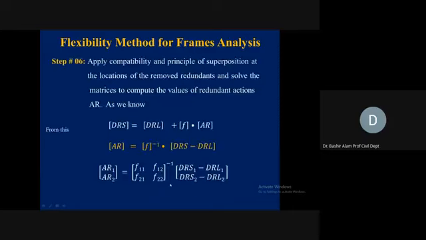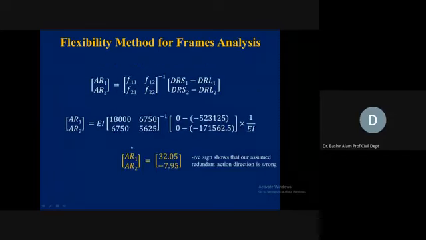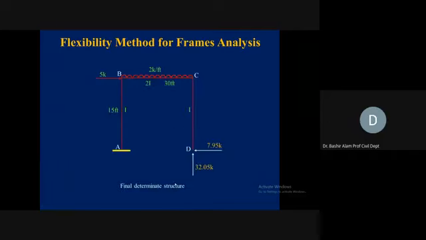Rest, we need to apply now the compatibility equation and the principle of superposition. We plug in the values and find out. So AR1 is coming 32.02. And AR2, we selected this rightward directed, but now this negative is showing that we need to reverse the direction. So it means it is leftward directed. So here now we put this instead of AR1 and AR2. 32.05 you see in the upward direction and 7.92.